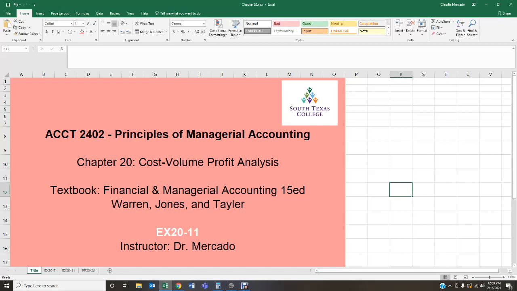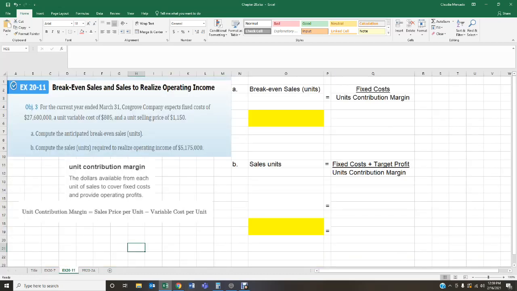I try to provide as much resources as possible: the textbook, PowerPoints, my lectures, Cengage videos, whatever I think will help. But we do need to put some effort into the class, invest some time to try to understand the material and the content, okay? So let's get ready to go to our Exercise 20-11.